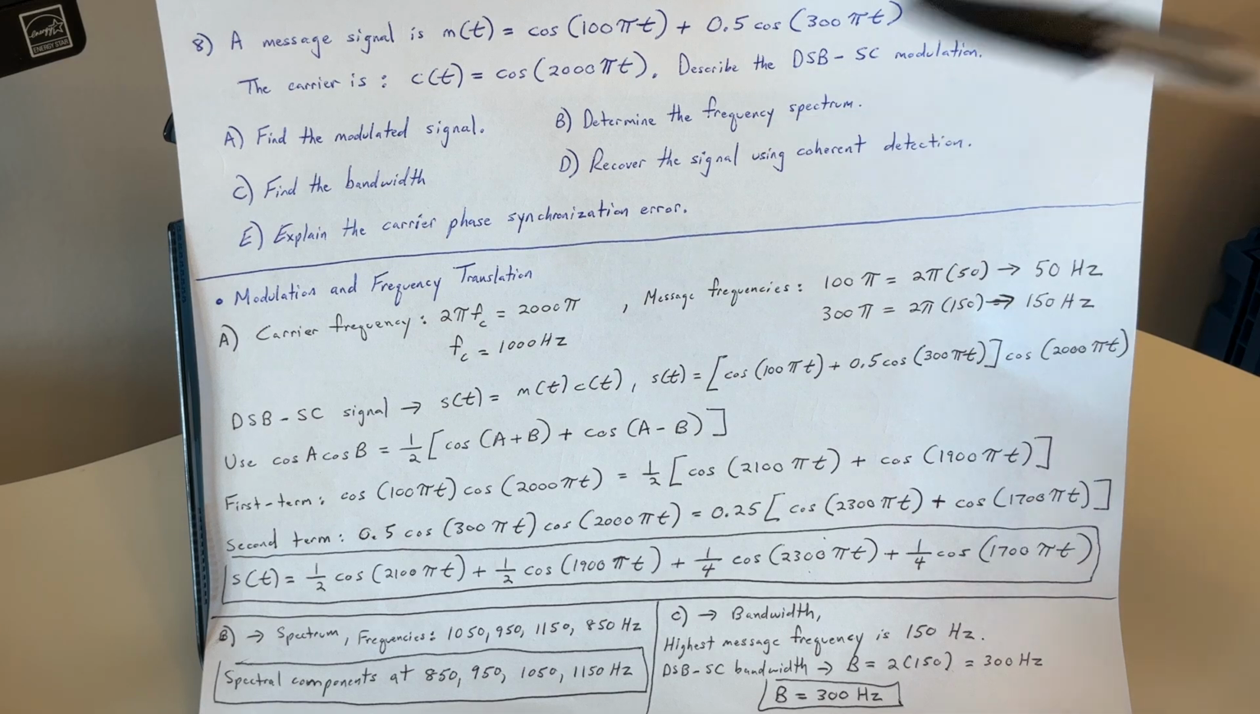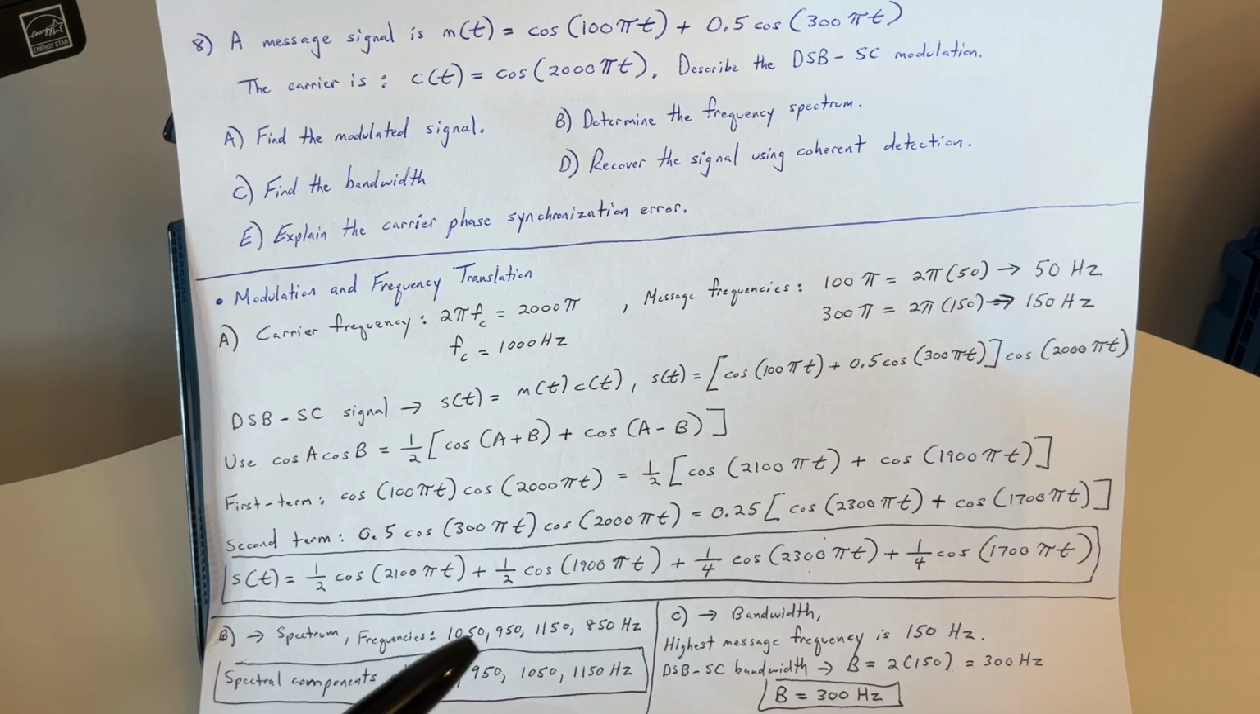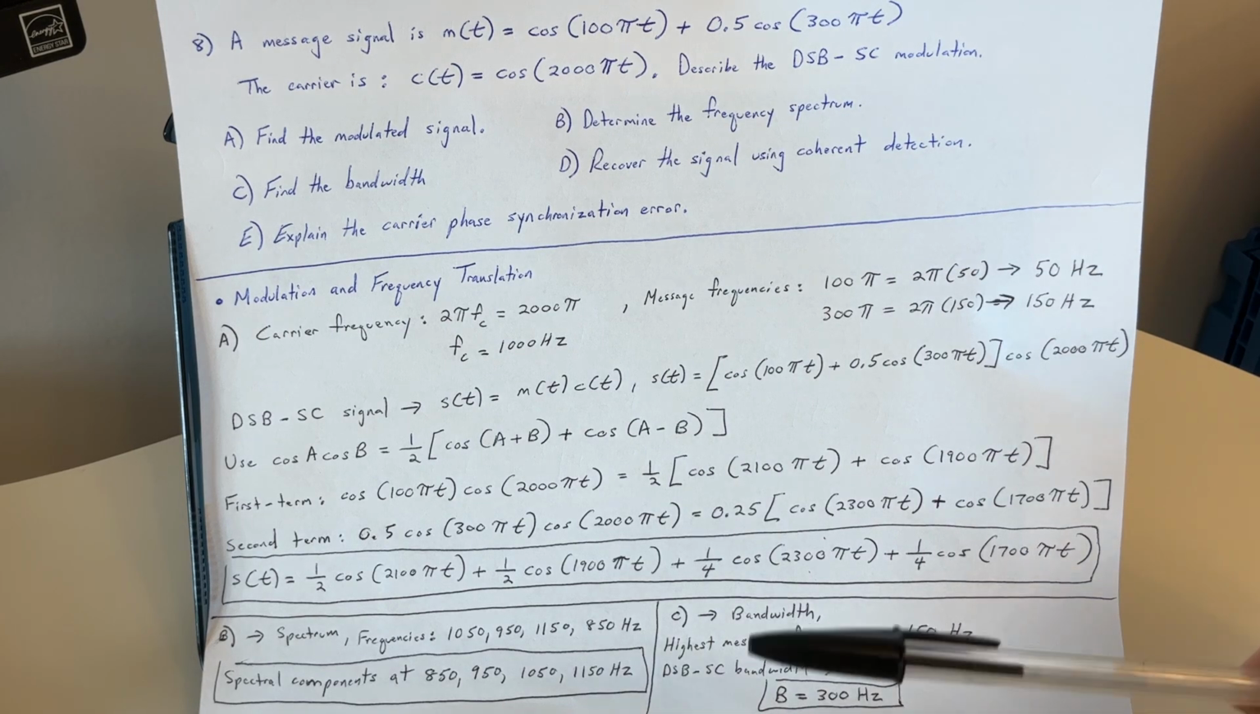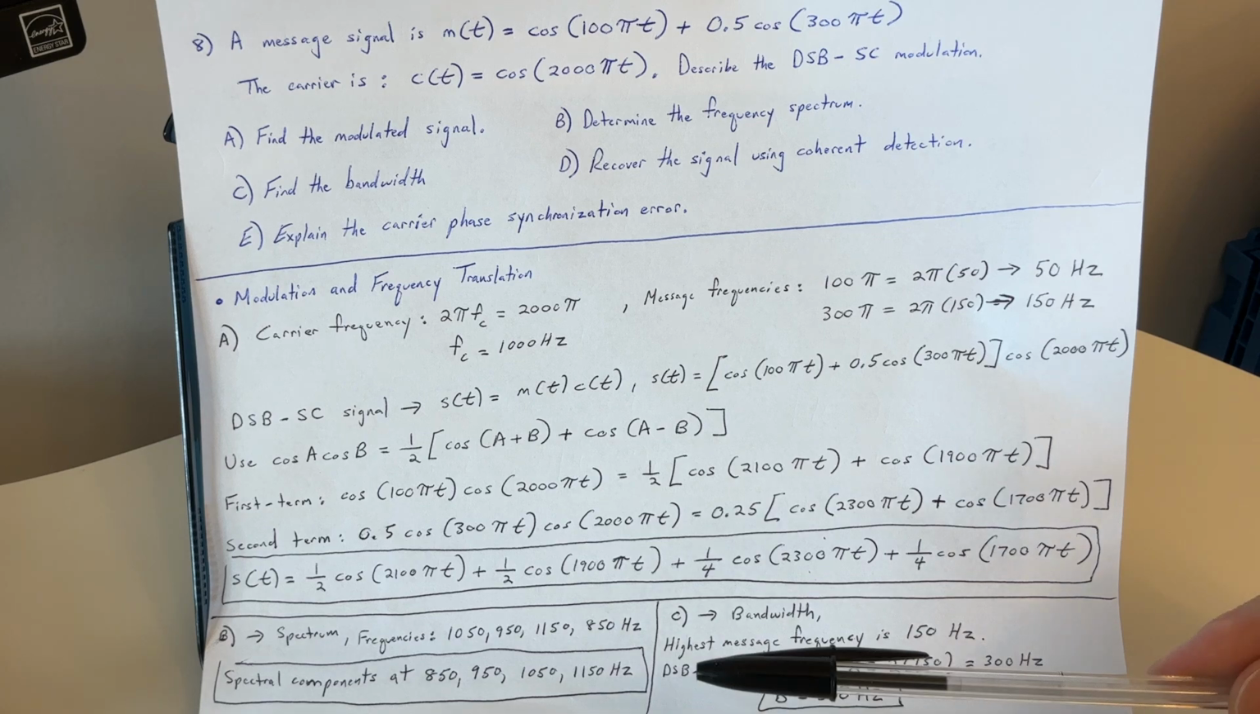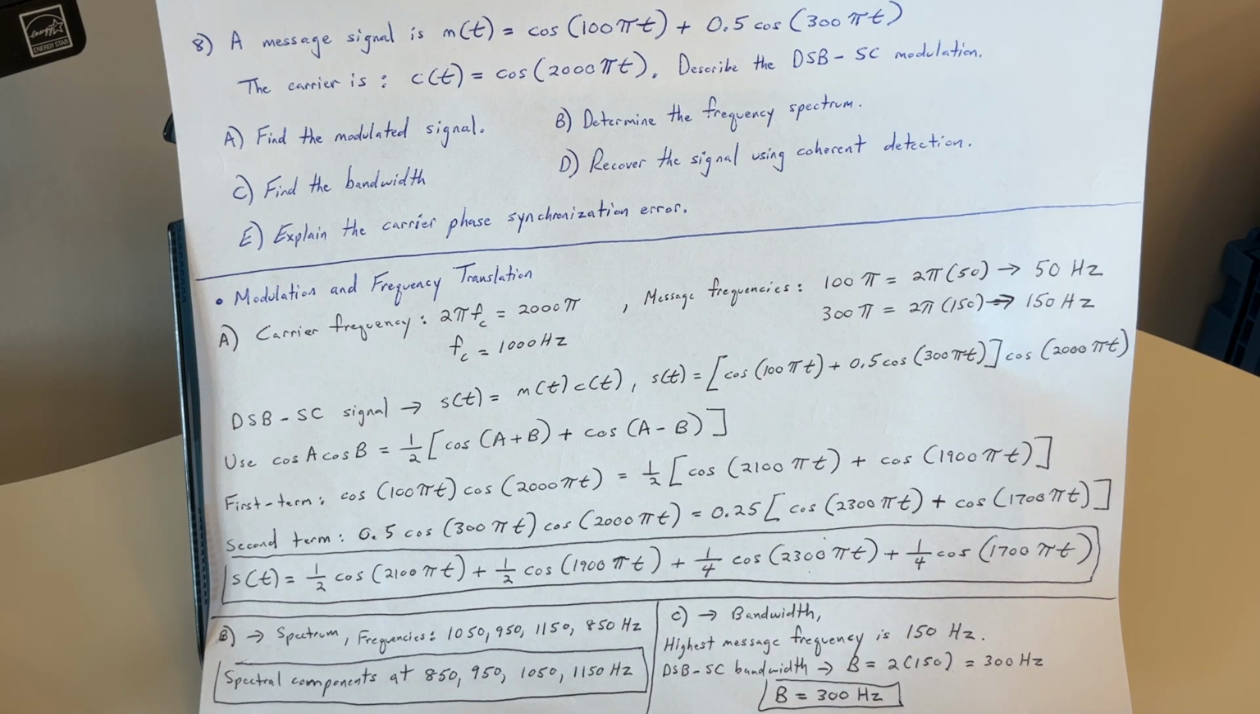Part B, determine the frequency spectrum. So the spectrum, here are our frequencies: 1050, 950, 1150, 850, putting them in order. Spectral components: 850, 950, 1050, 1150. Part C, find the bandwidth. Bandwidth, highest message frequency is 150 hertz. So our DSB SC bandwidth, B equals twice 150, so that's 300 hertz. So B is 300 hertz.